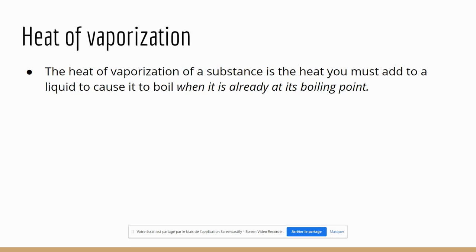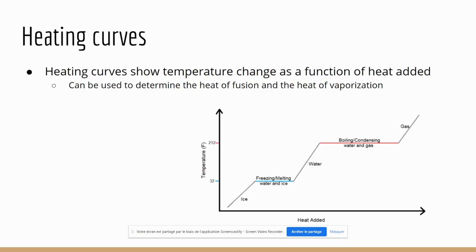Pause here. Heat of vaporization is really the same thing, just the difference is we're going from the liquid to the gas state instead of the solid to liquid state. The heat of vaporization is always going to be greater than the heat of fusion, because when you go from the liquid to the gas phase, you have to break every single intermolecular force, whereas when you go from the solid to liquid phase, you only have to break some of them.